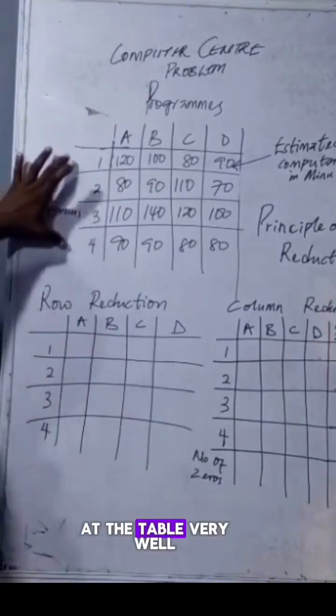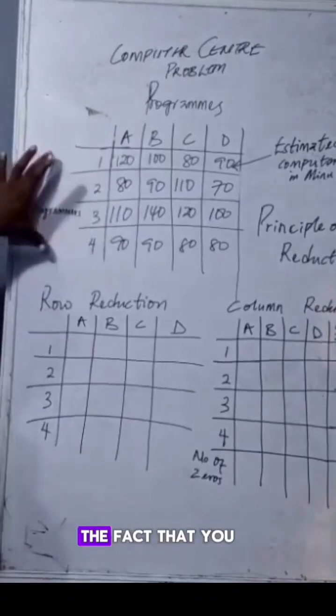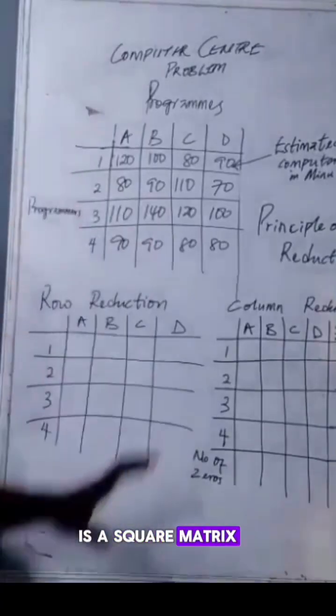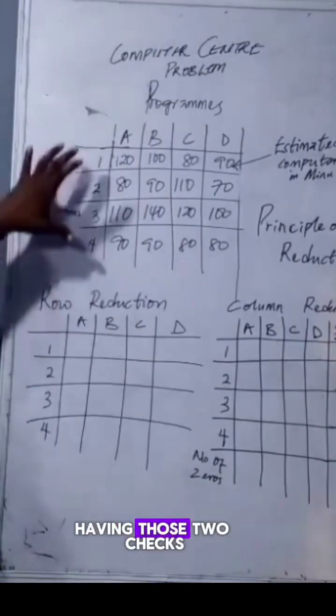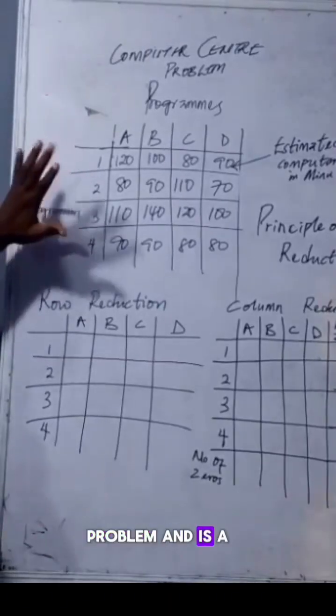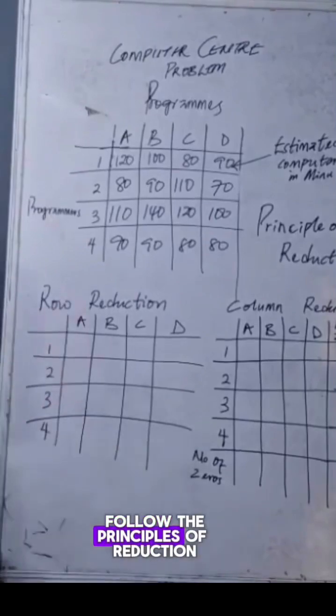If you look at the matrix very well, you have a 4x4 matrix, and the fact that you have a 4x4 matrix means it is a square matrix. When it is a square matrix, it is a balanced problem. Having done those two checks, that it is a balanced problem and a minimization problem, the next thing you are expected to do is to follow the principles of reduction.